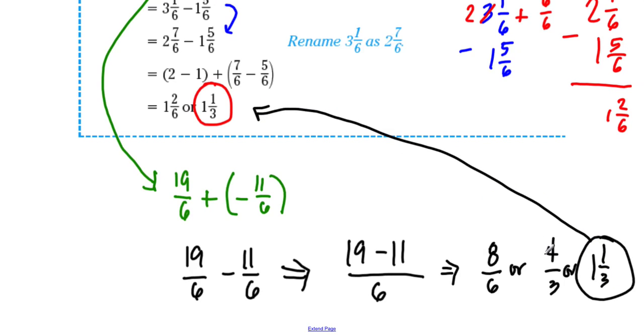Same banana right there, different boat. Okay, and that's how you subtract mixed numbers. Two ways to go about it.